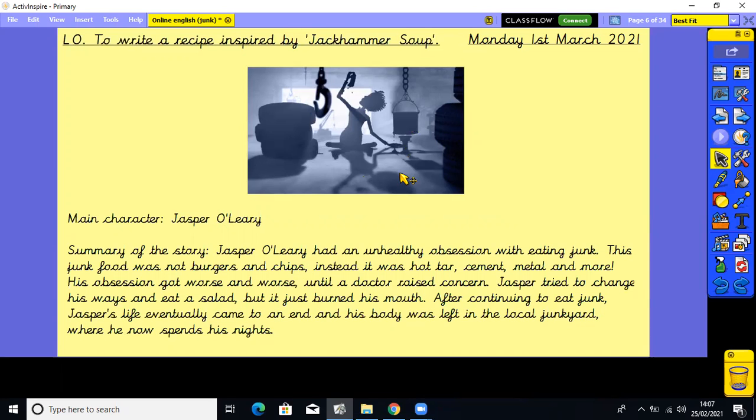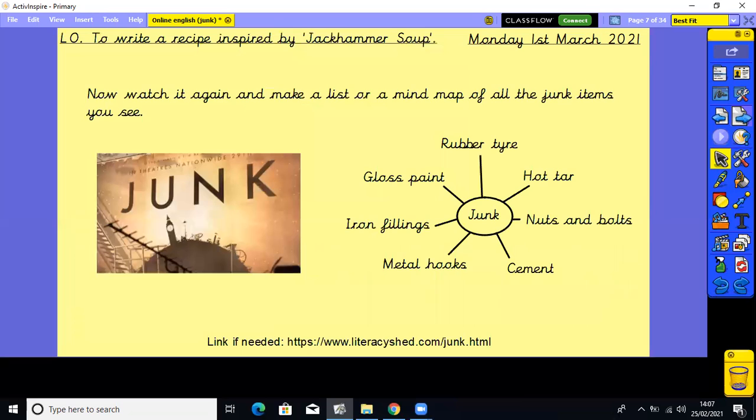His obsession got worse and worse until a doctor raised concern. Jasper tried to change his ways and eat a salad, but it just burned his mouth. After continuing to eat junk, Jasper's life eventually came to an end and his body was left in the local junkyard, where he now spends his nights. So that is the story of Jasper O'Leary, and we're going to be using it today and for the rest of the week to do different activities.